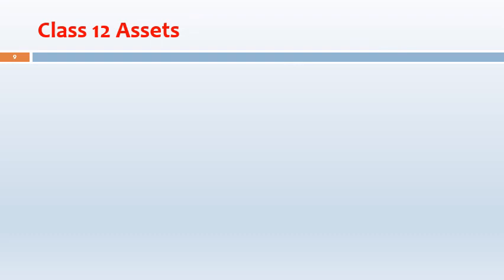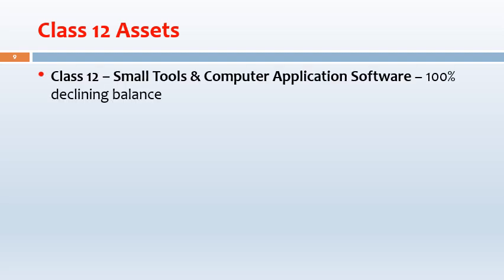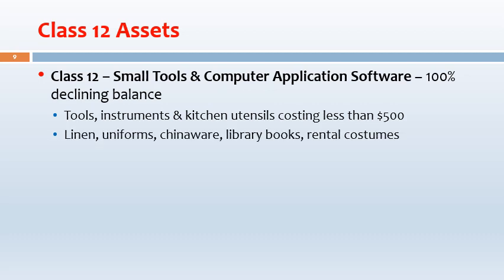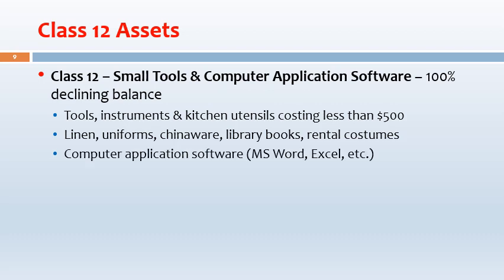This course is also going to touch on Class 12 assets, which have a couple strange rules associated with them. Now, Class 12 includes small tools, computer application software, and the rate here is a 100% declining balance, effectively meaning you would write off the entire balance in the year of purchase. Now, the assets that are included are some small tools, various instruments, kitchen utensils, as long as they cost less than $500. This also includes linen, uniforms, chinaware, library books, and rental costumes.